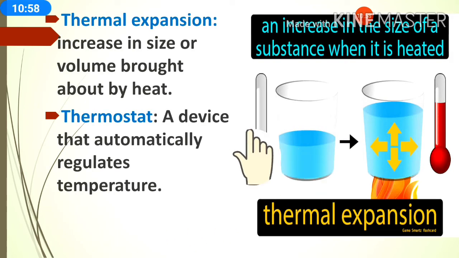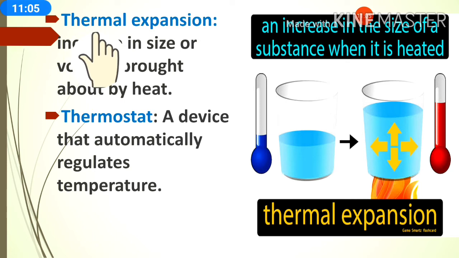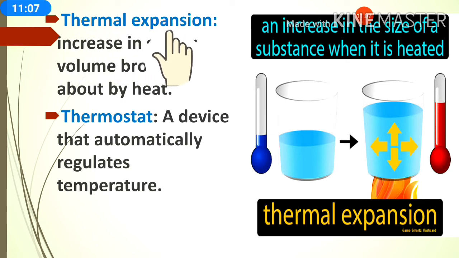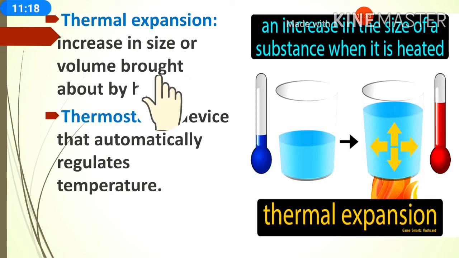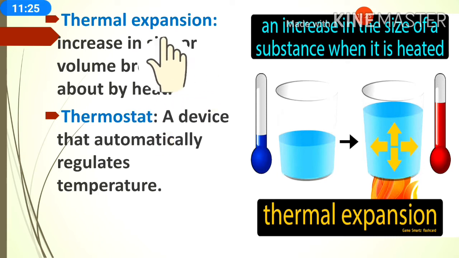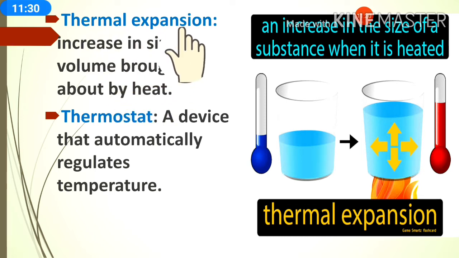Then thermal expansion. What is thermal expansion? The word thermal means heat, because of heat, and expansion means expanding in volume. So thermal expansion, in short, means an increase in size or volume brought about by heat. When something is increased in size or volume because of heat, it is thermal expansion.